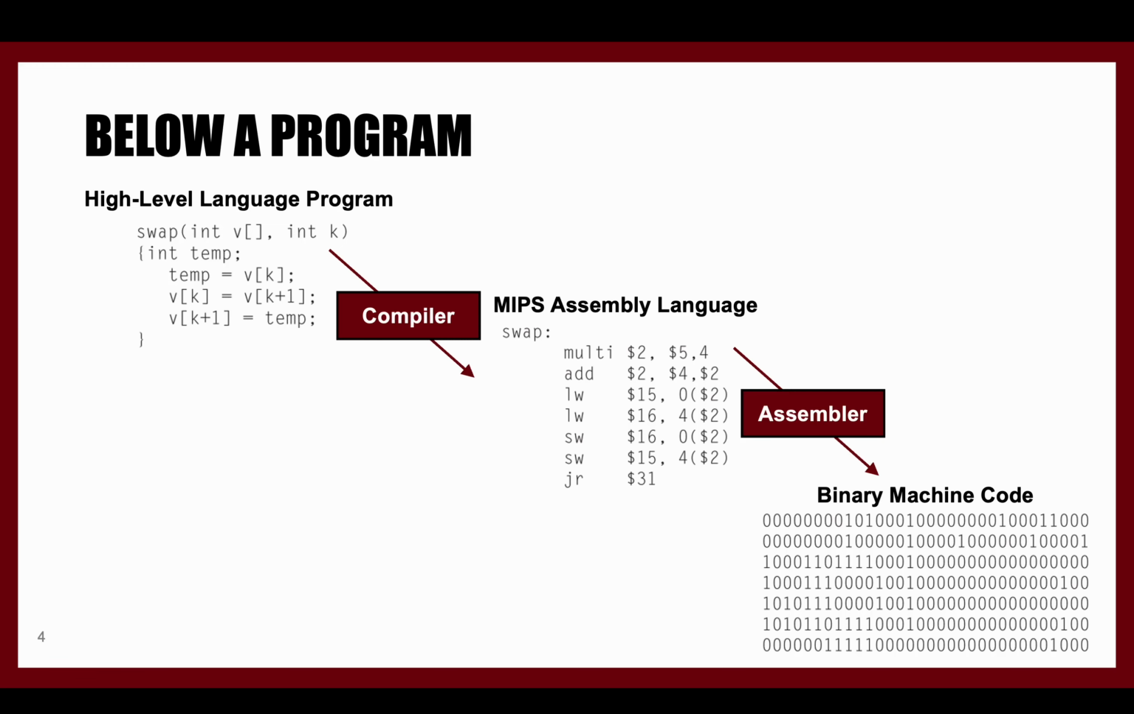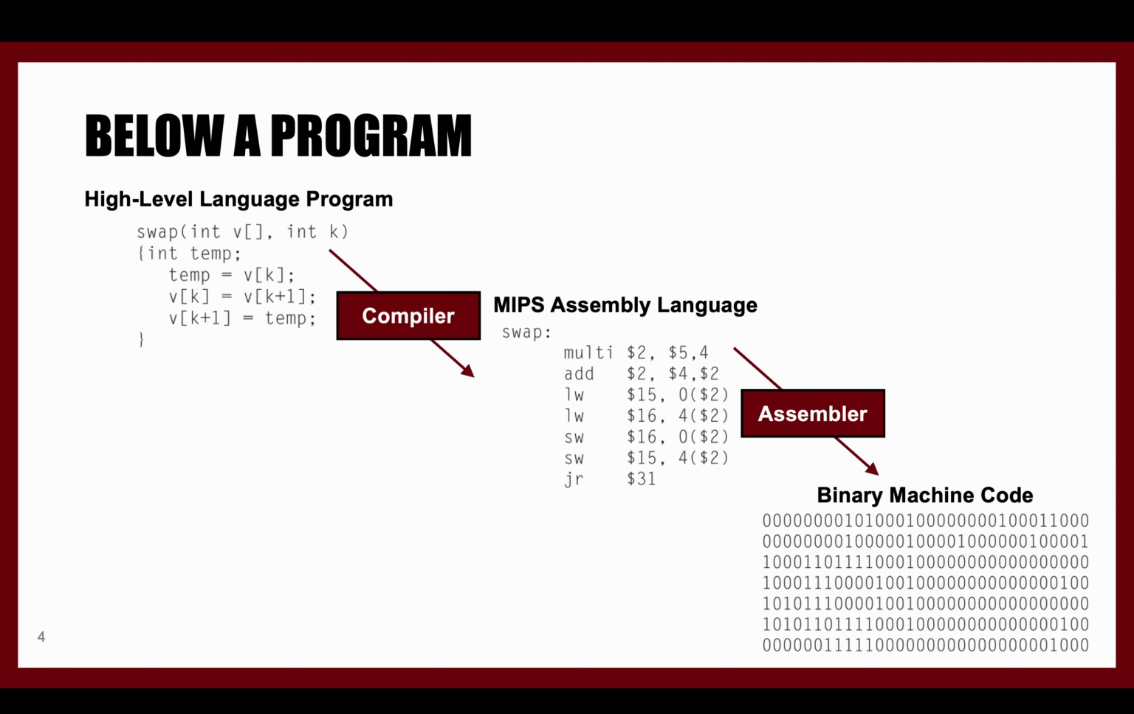The slide showcases the journey of a program from a high level language, which is more readable and human friendly, to a format that a computer can directly execute. High level programming language. This is a simple function written in a high level programming language like C or C++. It is designed to swap the value in an array v at index k with the value at k plus 1.